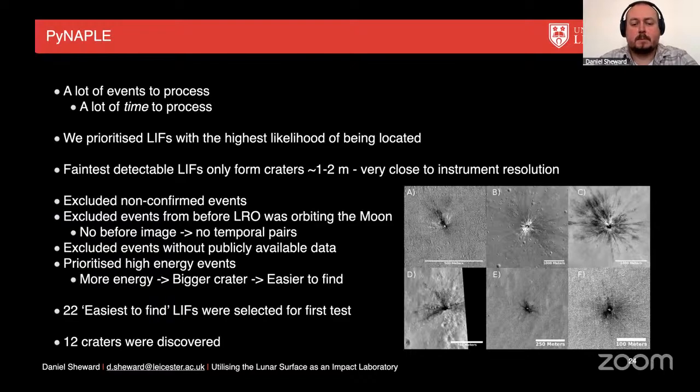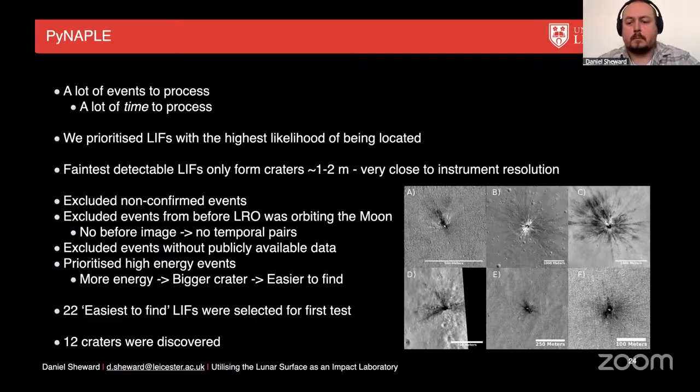The faintest detectable flashes will only form craters about 1 meter to 2 meters in diameter. So it's very close to the resolution of the narrow angle camera. So when you get an image like these in the bottom right of the smallest craters, it will just be a black blob. You can't measure the actual size of the crater. On the occasions that you can, it can be wildly inaccurate because you're very close to the resolution.